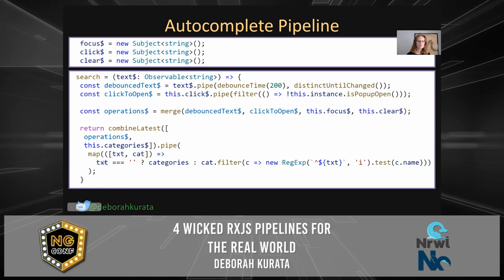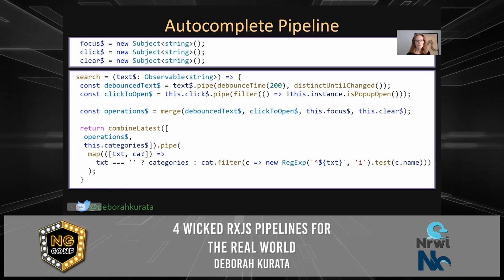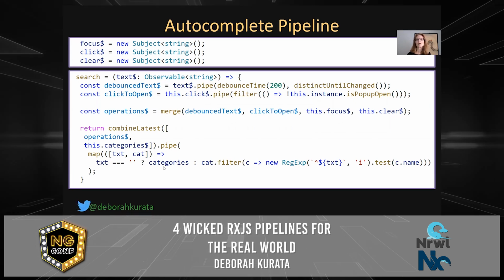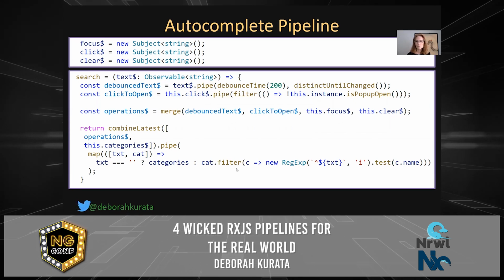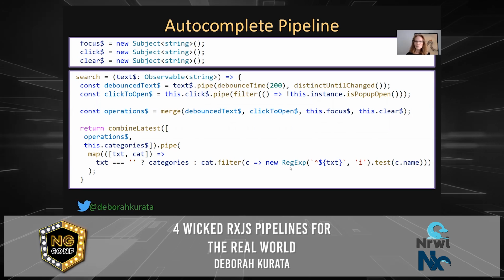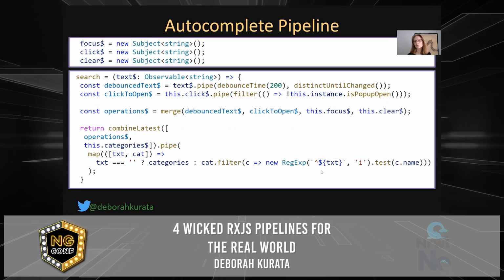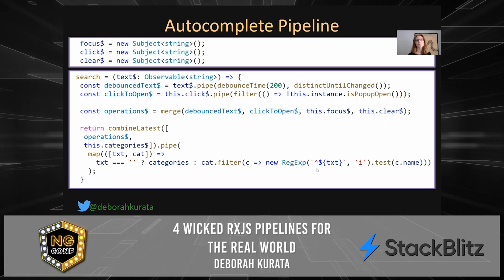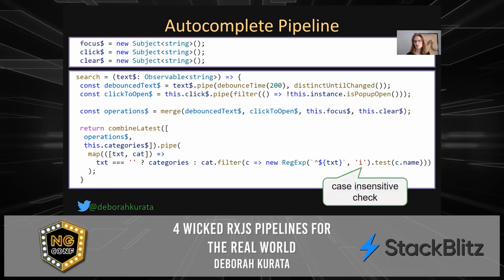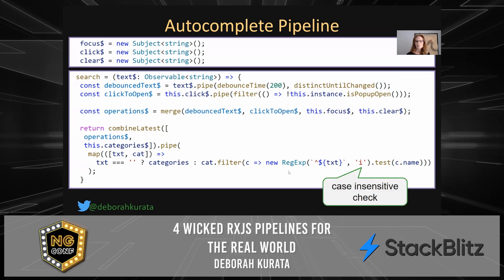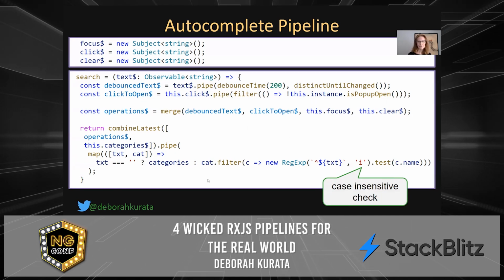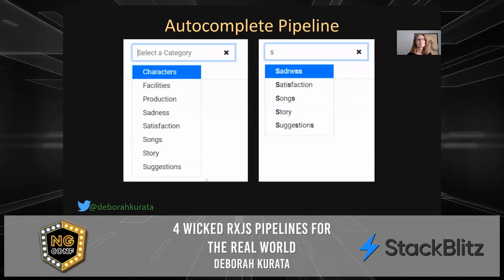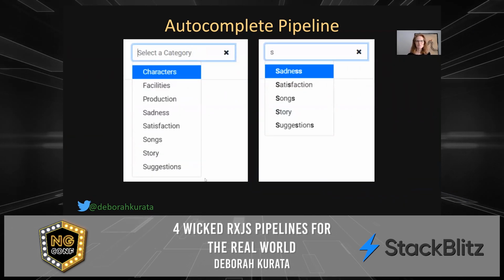And then what we're going to do is look for an empty text. And if that text is empty, then we display all the categories, otherwise we filter. And we're using a regular expression here. We're only using the hat because we want it to just do a starts with. And this i here is a case insensitive check. So we're using regex and testing for that value. And that then gives us our autocomplete pipeline.